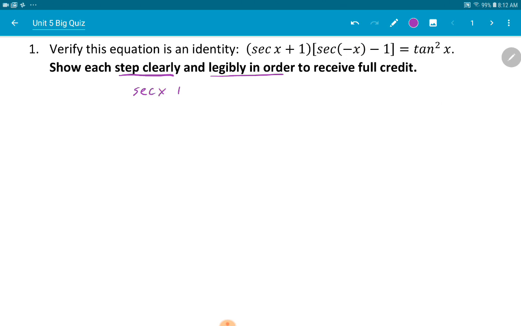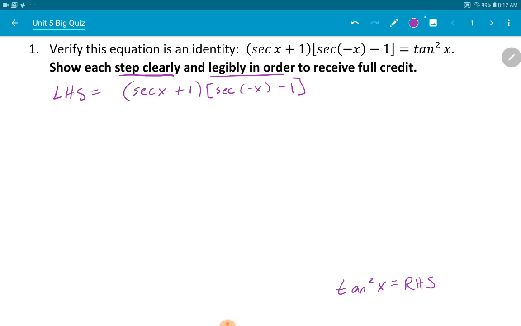So it's secant x plus 1 times secant negative x minus 1 is the left-hand side. And I want to try to make that, in the end, equal the right-hand side of tan squared. So this is kind of my goal. So I'm just putting that there. I don't have it yet. I'm just putting it there to kind of remind me of my goal and try to help me get there.